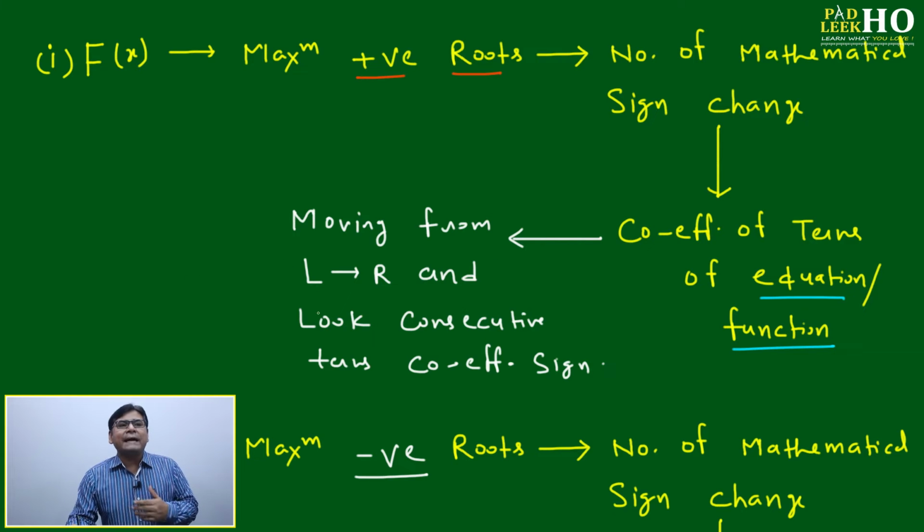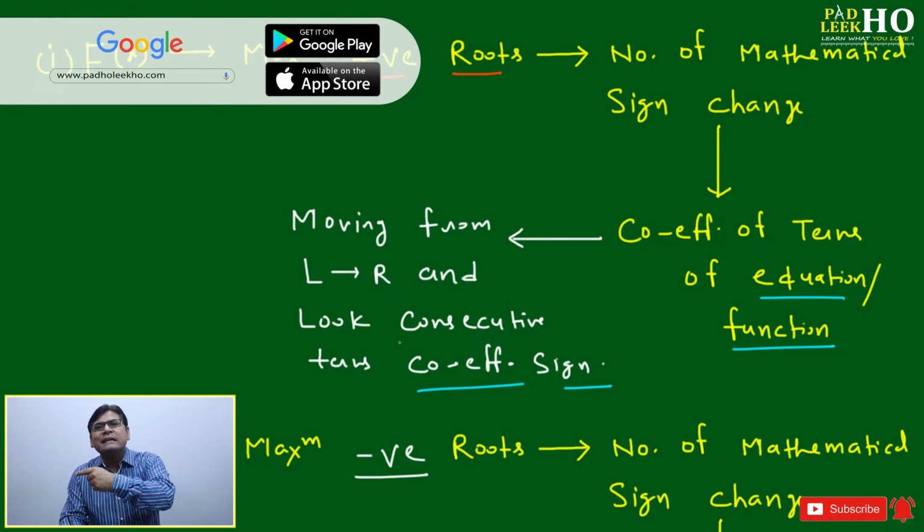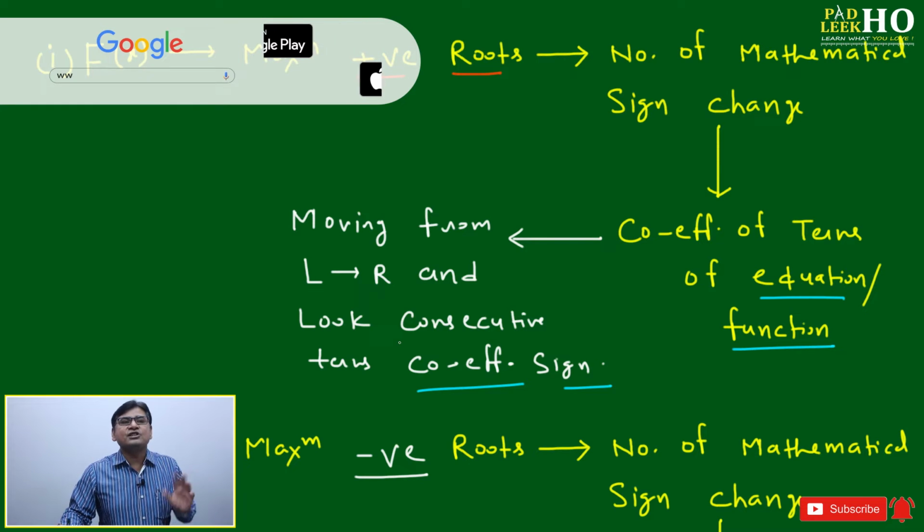Just move from left to right and look at consecutive terms' coefficient signs, like 5x square plus 3x plus 5x square positive sign, 3x positive, plus 2 again positive. This sign only you have to check. It is 5x square or 3x, the coefficient 5 or 3, it has nothing to do with that. Whether this is plus or this is minus, that is all you have to think.